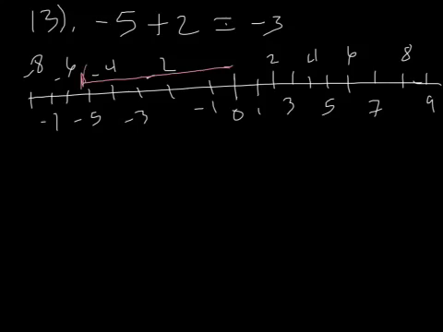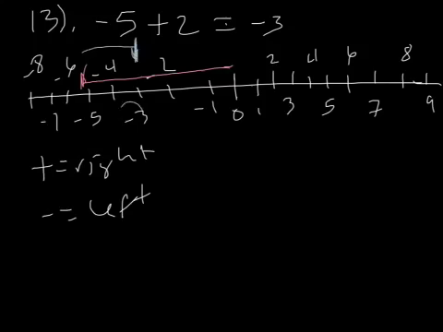I want to repeat this again. Positives are to the right. Negatives are to the left. Okay, so then I'm going to start going 2 to the right. And look where I end up: my answer of negative 3. If you want to do scoreboards again, just to check your work, positive scored 2, negative scored 5. Negatives are winning by 3.